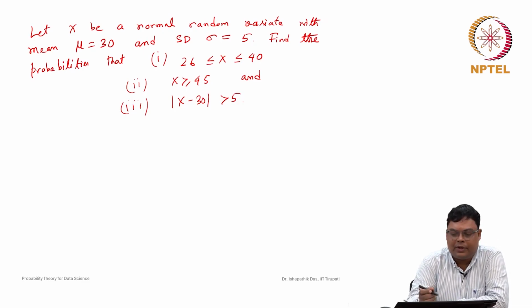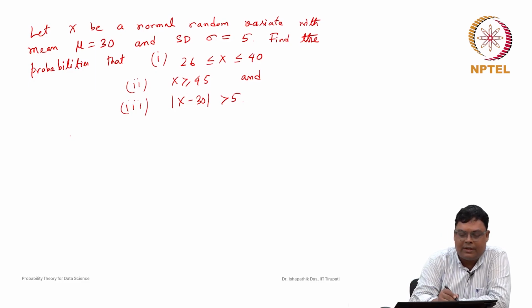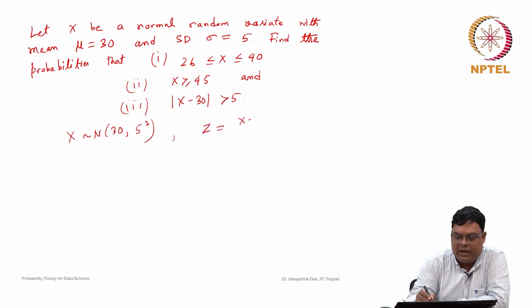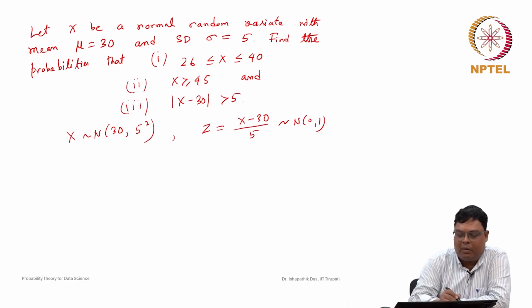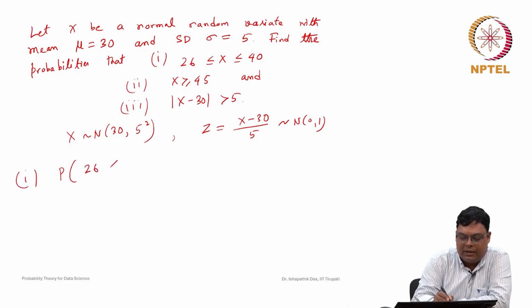So, I am writing down the solution here. Here also we will take the transformation. Here it is given x is normal with mean mu is equal to 30 and variance sigma square is 5 square. Then z is nothing but (x minus 30) by 5, which is normal 0, 1. Using this and the help of the table, we will find all these probabilities. First probability, what we have to find? What is the probability that 26 is less than or equal to x less than or equal to 40.